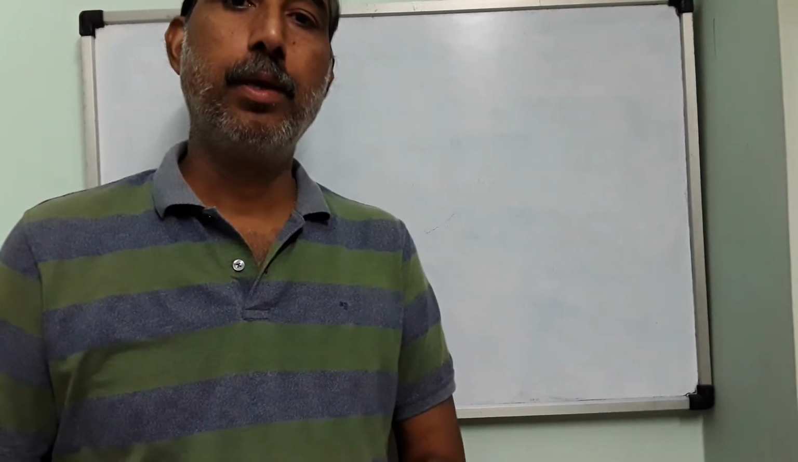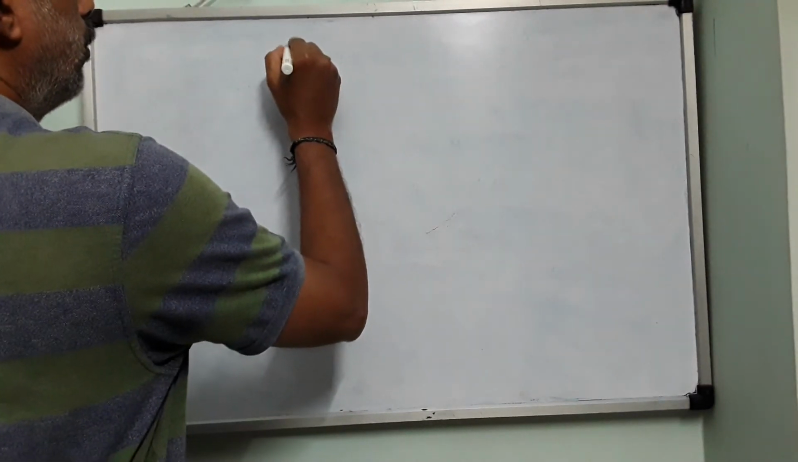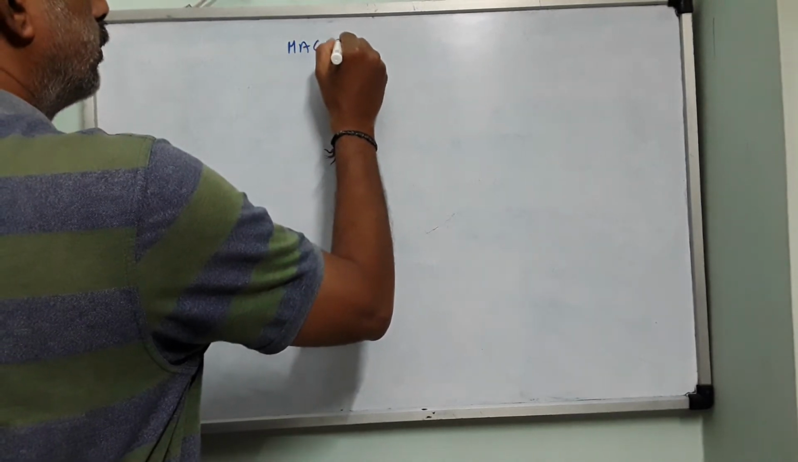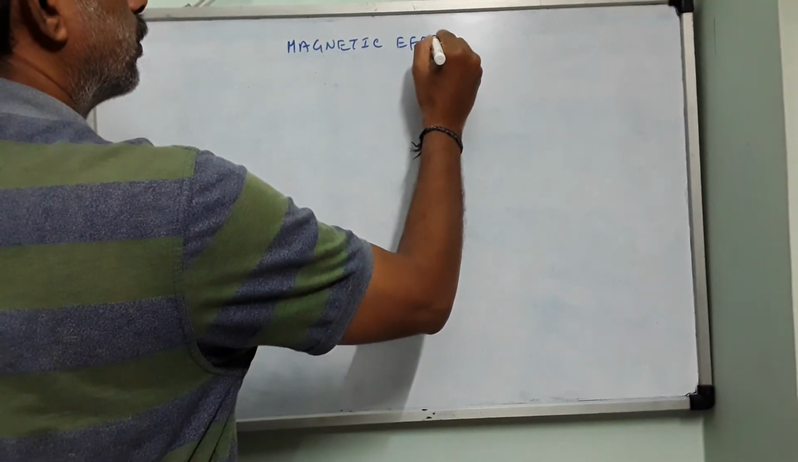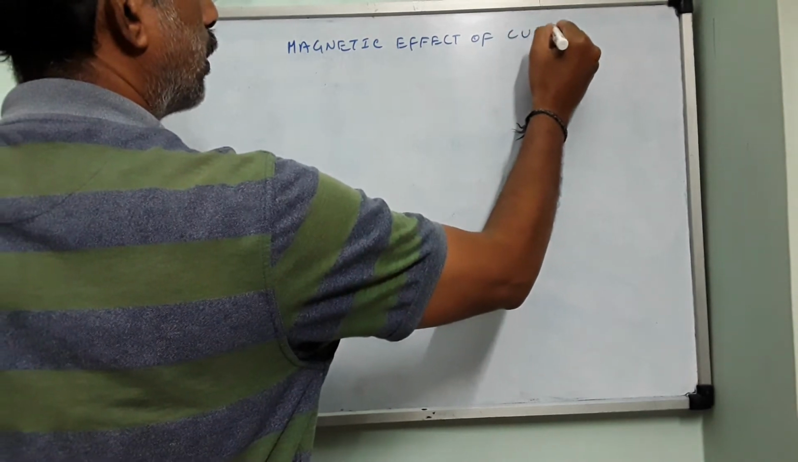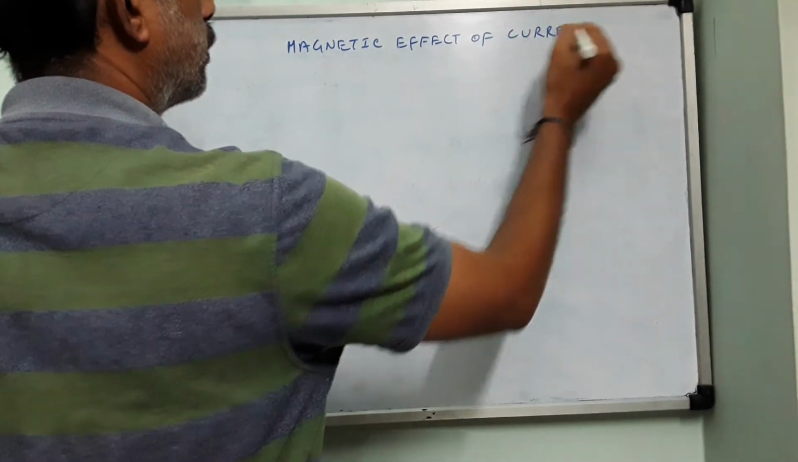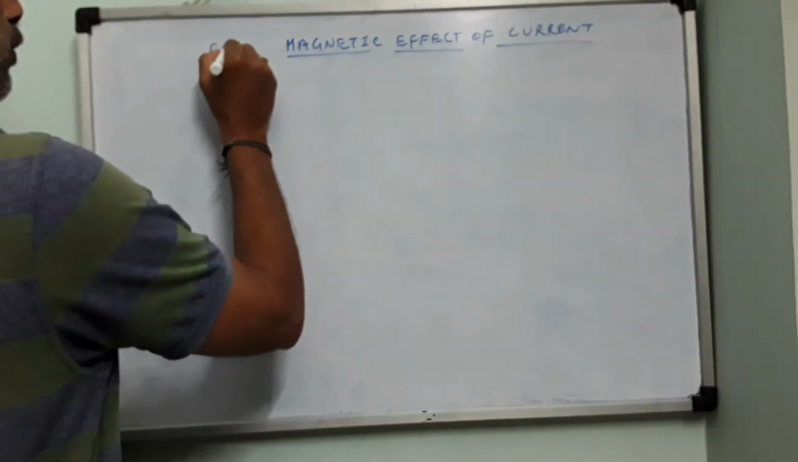Okay. So this year most of the part of magnetism has been deleted in reduced syllabus. So basically we have a major portion from magnetic effect of current. Okay. So the chapter name is magnetic effect of current. Of course, this is chapter 4.